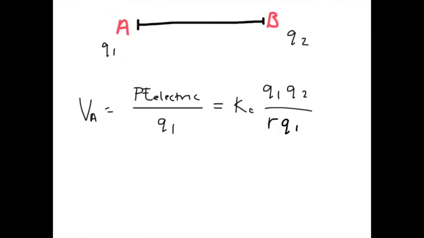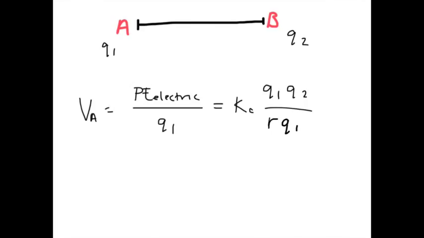So because electric potential does not depend on the charge of the reference point, it can exist at any point in a field regardless of whether there is a charge at that point. So essentially, electric potential only depends on the magnitude of the charge that's responsible for creating it, not actually on the charge that we're using as a reference point.